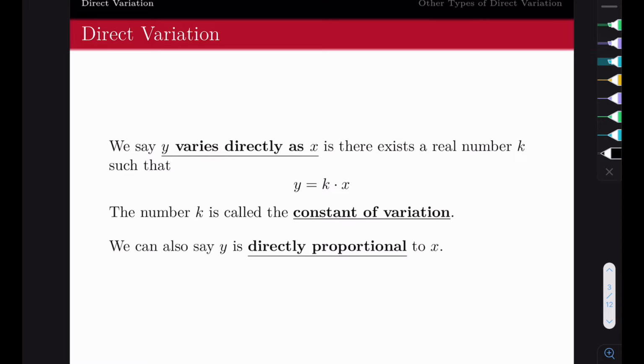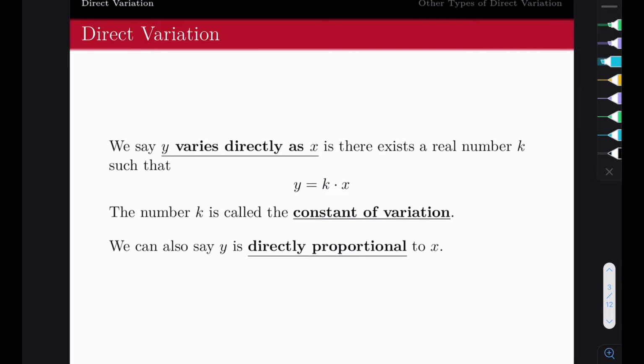So what we mean by saying y varies directly as x, there basically is a nice relationship between the two. So one is going to be a constant multiple of the other. So if our input doubles, the output will double. If the input halves, the output halves. So basically what happens to one happens to the other.